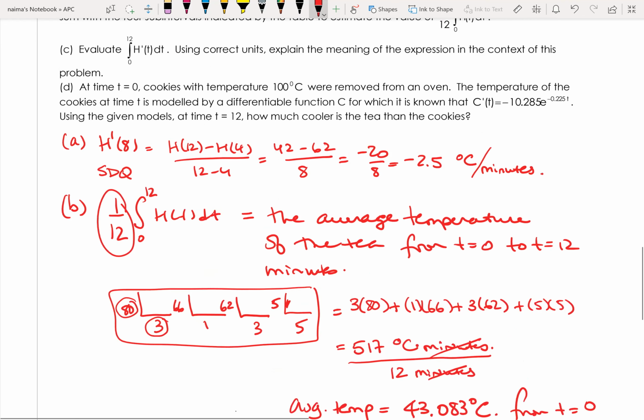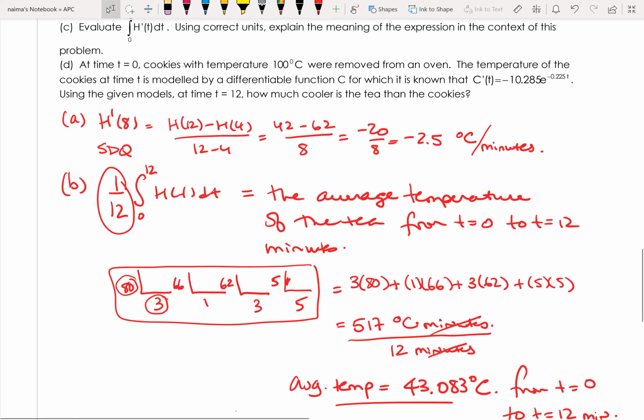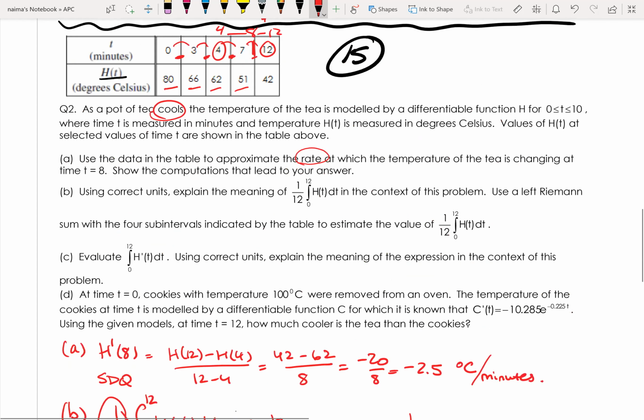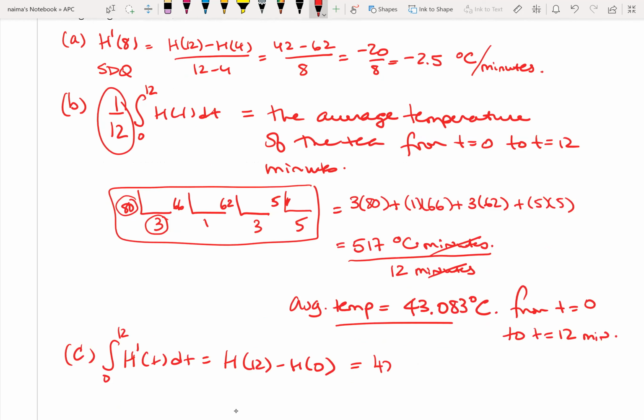For part C, it says evaluate the integral from 0 to 12 of H prime of t. Okay, so for part C, we're going to go 0 to 12 of H prime of t dt. Well, when we integrate H prime, we get big H at 12 minus big H at 0. And big H at 12, I can see from my table, is going to be 42, and big H at 0 is going to be 80. If I subtract those, we're going to get negative 38 degrees Celsius.